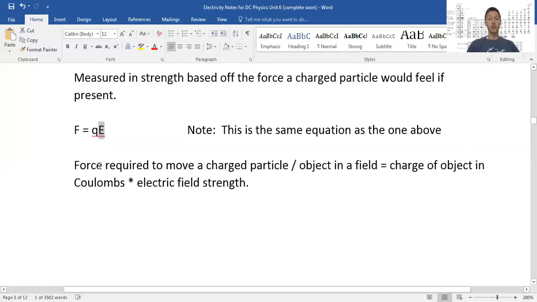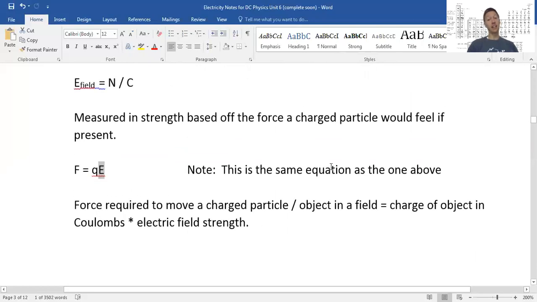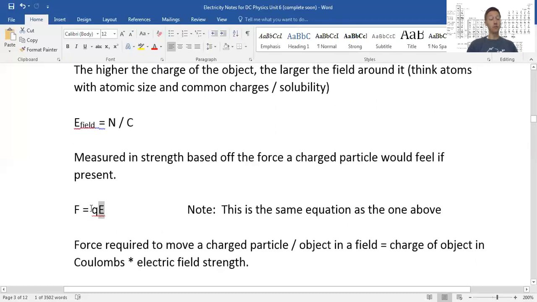So how much force would be required to move a charged particle in the field? Well, it kind of depends, kind of back to gravity. With gravity, it comes down to how heavy they are. If you want to lift a block that's heavier, it takes more force. In the electric world, how big is that charge? The bigger the charge you want to move, the more force it's going to take.